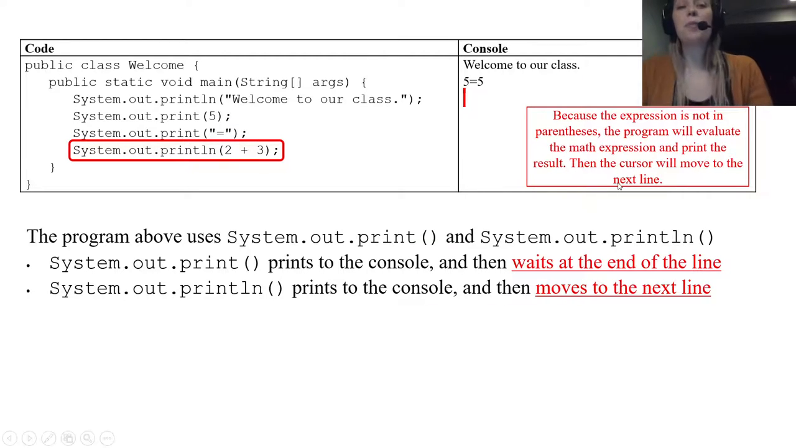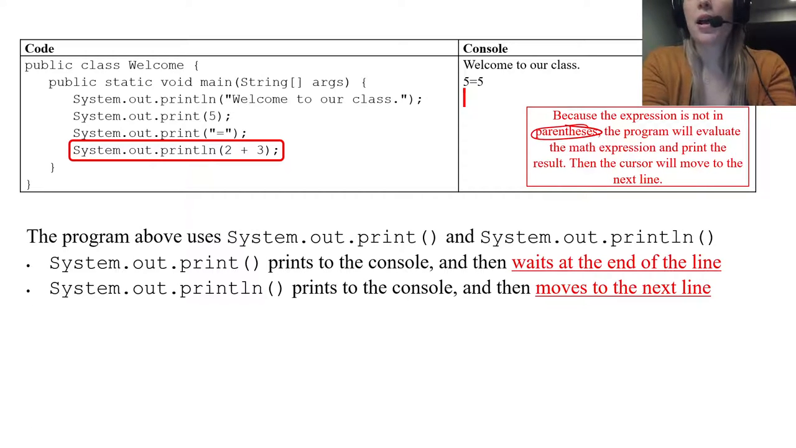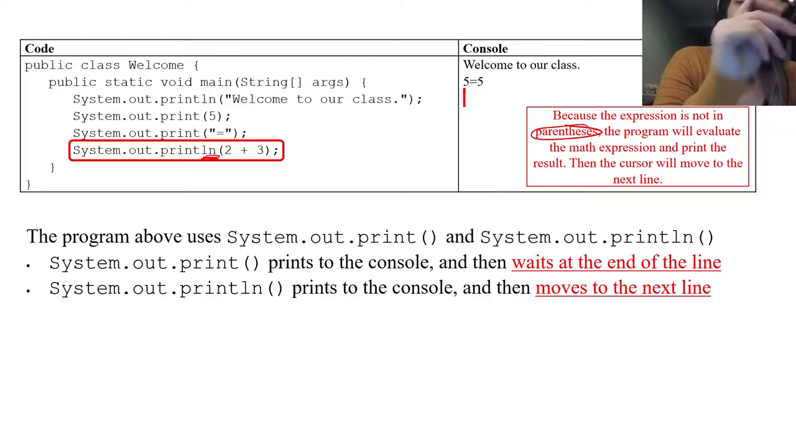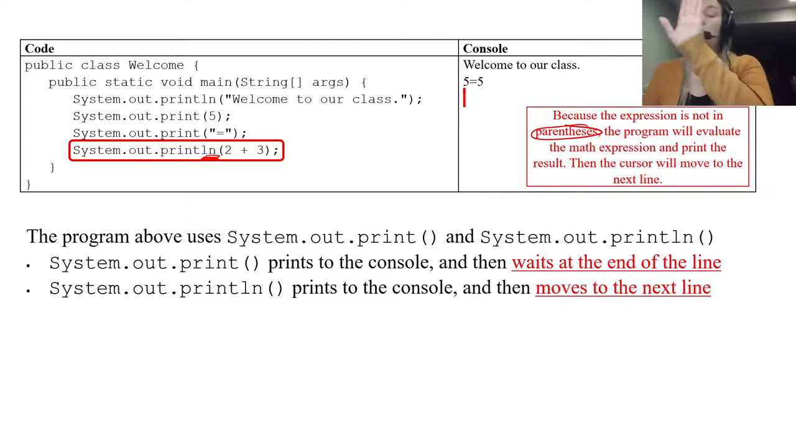Now, because this expression, 2 plus 3, is not in quotation marks, the program will actually evaluate that math expression and then go ahead and print the results. So it evaluates 2 plus 3, which is 5, and then prints that result to the screen. And then since this is a println statement, that means it's going to print the 5 and then move the cursor to the next line.